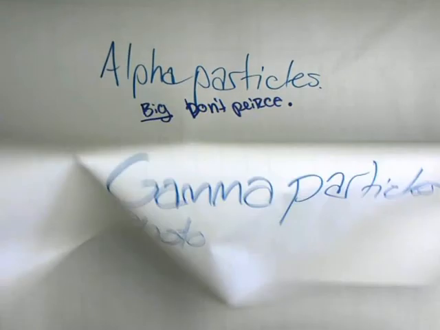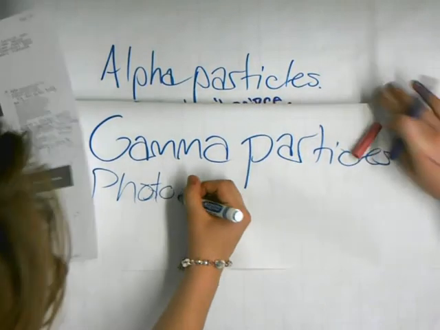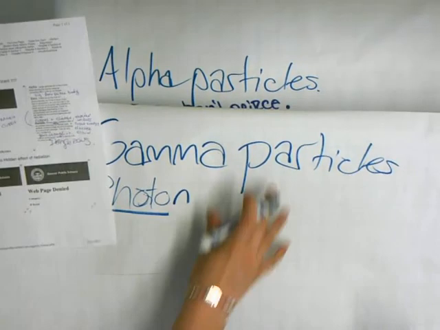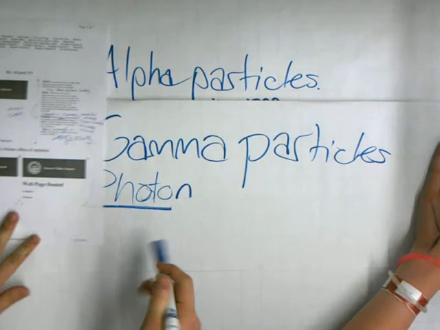Gamma particles. They are actually photon particles. The word photo means light. So they are so light and so small that they actually pierce the body no matter what. They pierce the human electron cloud.